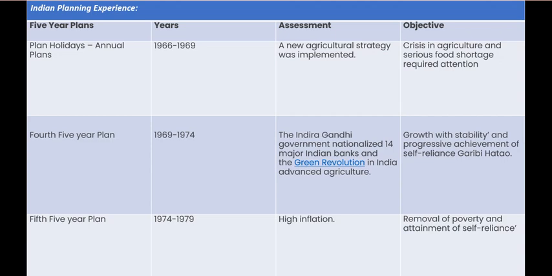The fifth 5-year plan started in 1974 and ended in 1979 with the objective of removal of poverty and attainment of self-reliance. It ended with high inflation. It was terminated by the Janta government, yet the Indian National Highway System was introduced for the first time.